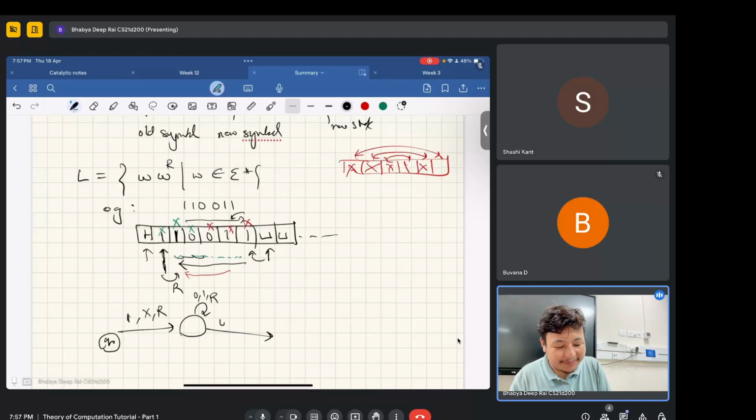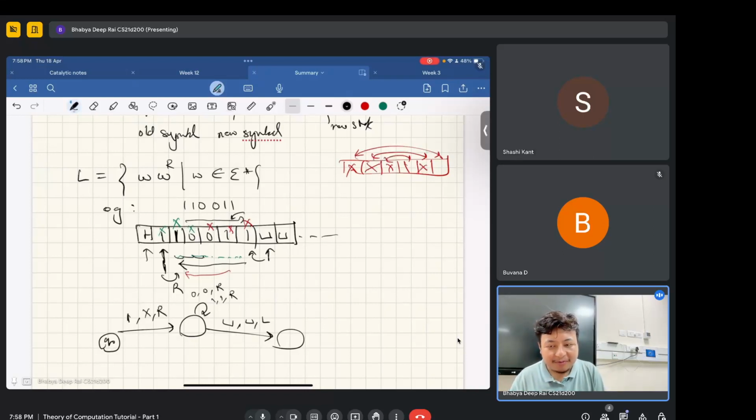But as soon as I see a blank symbol, what will I do? If I see a 0, I'll write it as a 0 and move right. If I see a 1, I'll write it as a 1 and move right. And then if I see a blank symbol, I keep the blank as a blank symbol and move left.